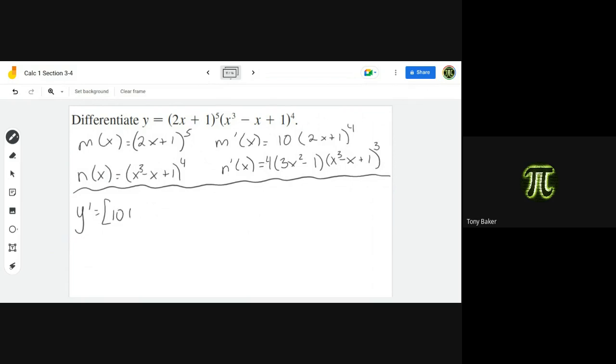So I have 10, 2x plus 1 to the 4th times the second, x to the 3rd minus x plus 1 to the fourth, plus the derivative of the second. So 4, 3x squared minus 1, x to the third minus x plus 1 to the third, times the first.